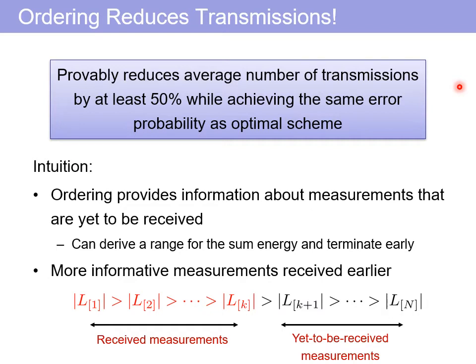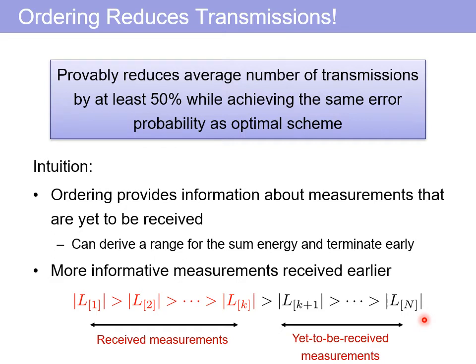So basically there are two things that the scheme is going for. First is that when you order the nodes based on the absolute value of the log likelihood ratios, when you've received some measurements, you actually have information about the measurements you've not received also. So let me give an example. Say you've received the k best measurements. That means that the remaining measurements' absolute values of the log likelihood ratios are all less than the k best measurements that I've received. And therefore I know the range in which they can lie, and therefore I can bound the sum LLR to some extent.